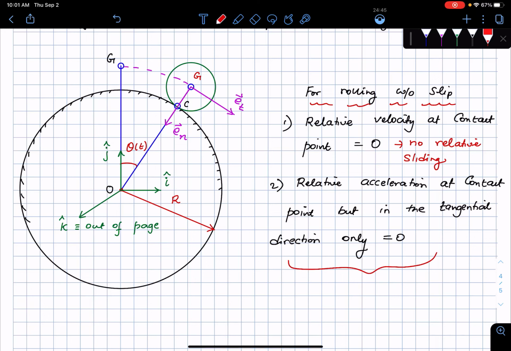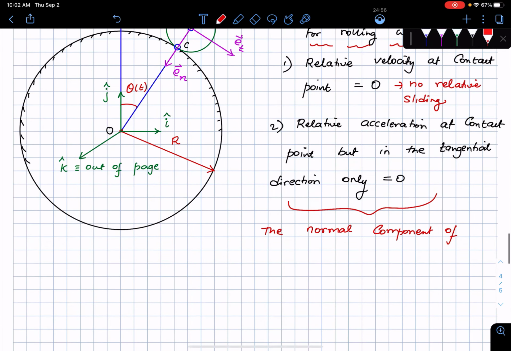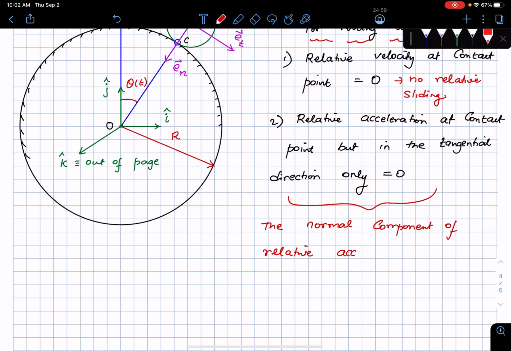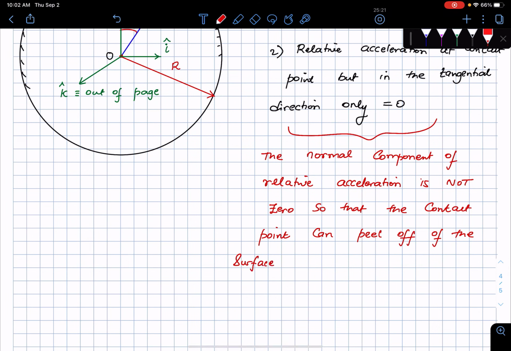Okay, so this implies that the normal component of the relative acceleration is not 0, so that the contact point can peel off the surface and let the next point on the disk come into contact at the next time instant.